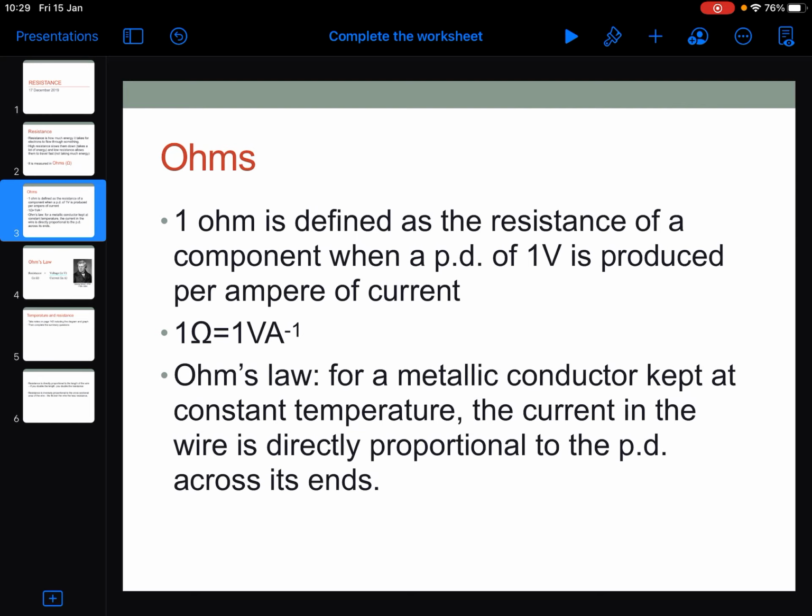Ohm's law, and you do need to know the written Ohm's law for A-level as opposed to GCSE where you just had the equation. For a metallic conductor kept at constant temperature, the current in the wire is directly proportional to the potential difference across its ends. Now, one of the key things that people always forget is this bit, kept at constant temperature. And we will go into why that is important in a moment.